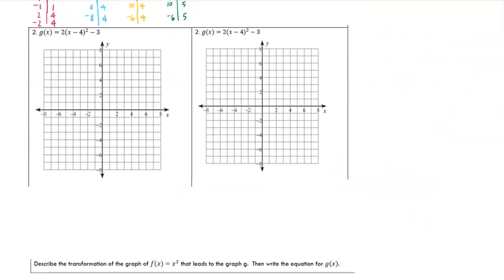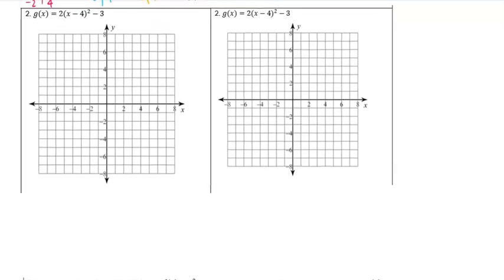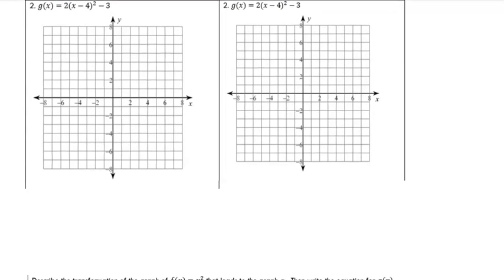Okay, number 2. Once again, I'm going to do it 2 different ways. It is your choice to use either method, or understand both methods so that you can check your work. I always say that's the best thing for you to do. This is once again a quadratic. So 2, 4, negative 4.